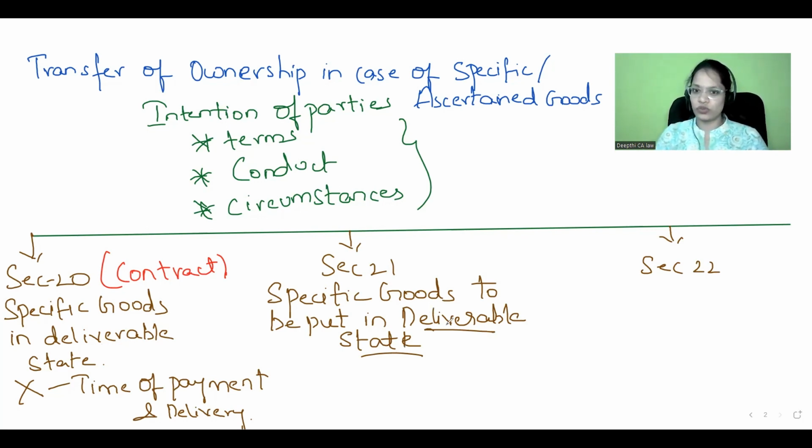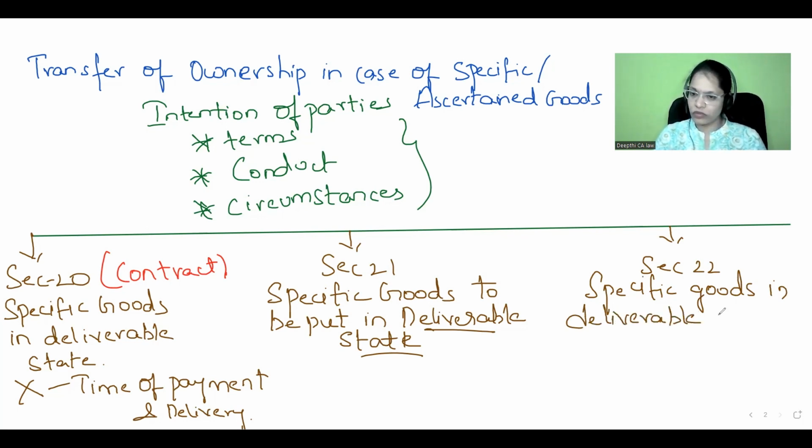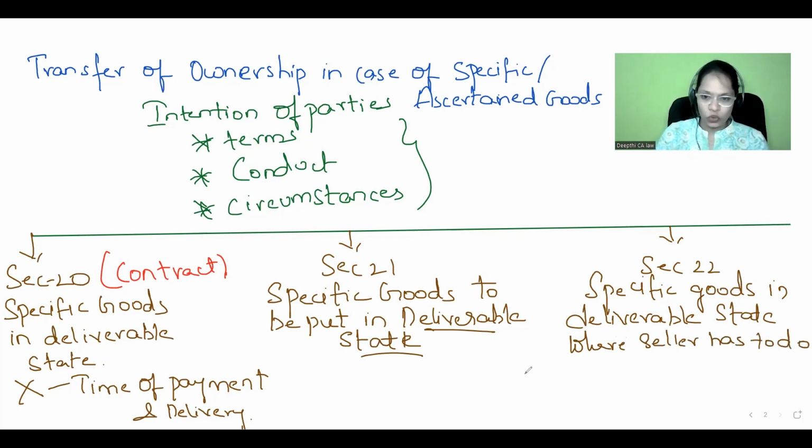And what about section 22? Section 22 teaches you that specific goods in deliverable state. Of course, these goods are in deliverable state itself. Specific goods in deliverable state, but the seller has to do something in order to ascertain the price.